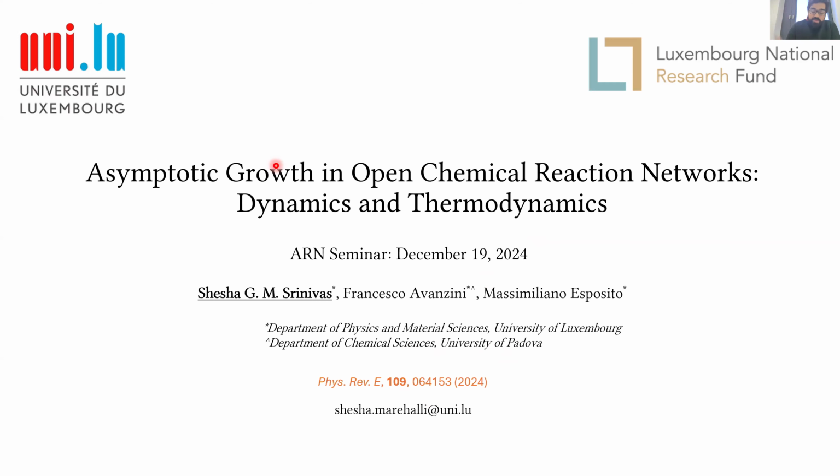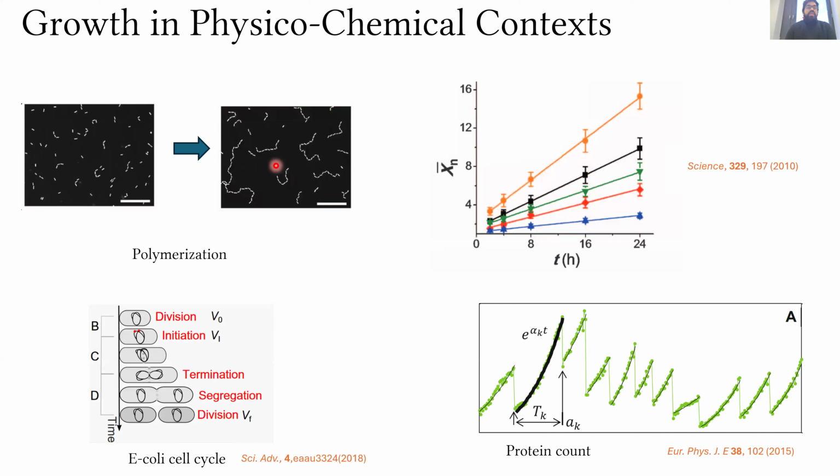Now, obviously, the first question is, what do I mean by growth? By growth, I just mean the accumulation of an observable in the system. In the physicochemical context, this is very common. For instance, two processes that immediately come to mind are polymerization, where if you start with a bunch of monomers, you can end up with very, very large polymers. And the second example, from biology, is the cell cycle of unicellular organisms, where you have an initial cell that grows and divides.